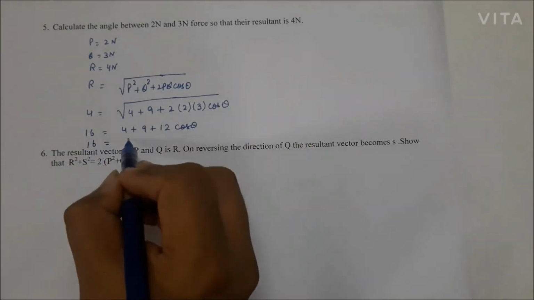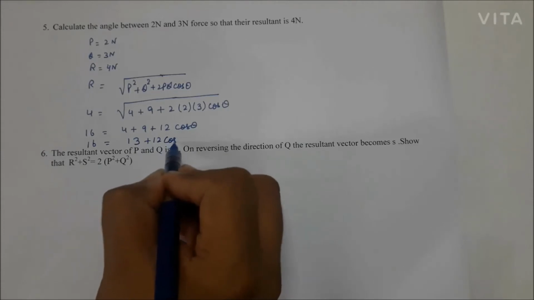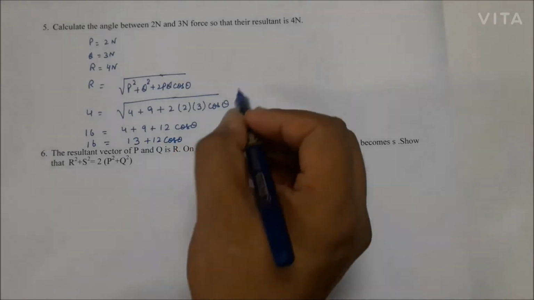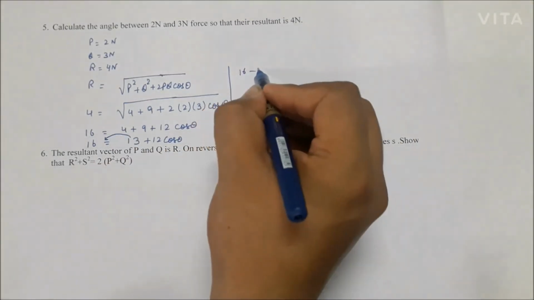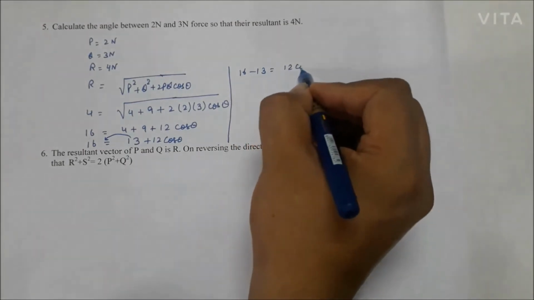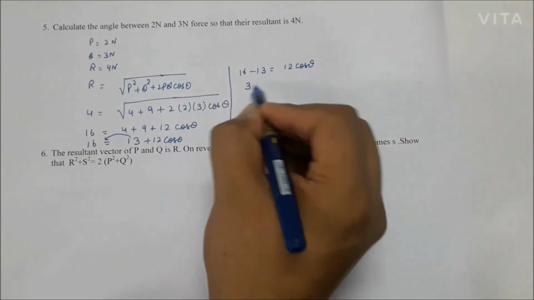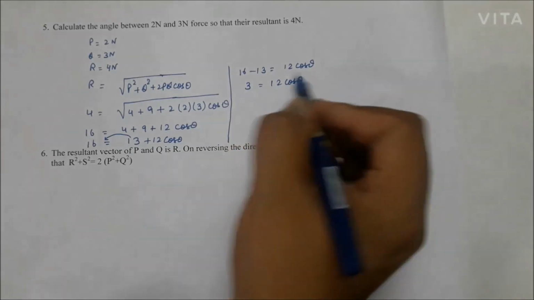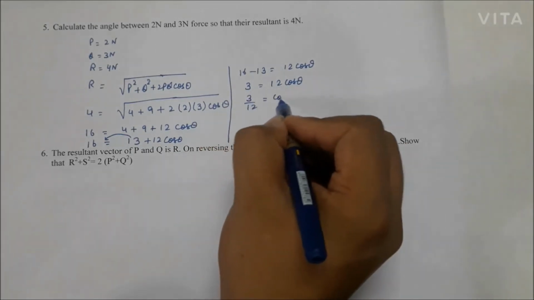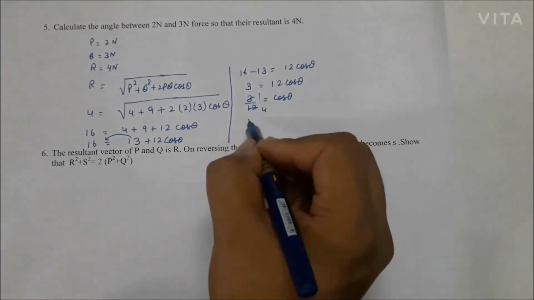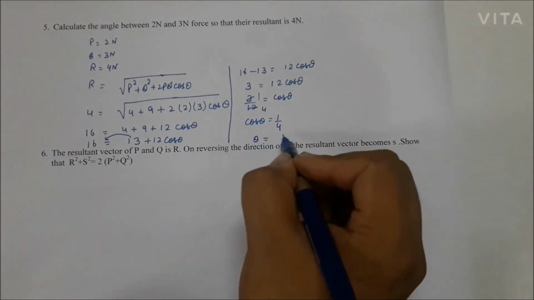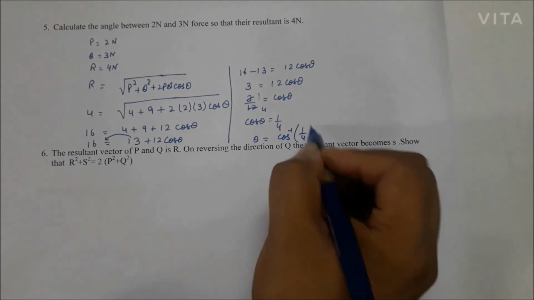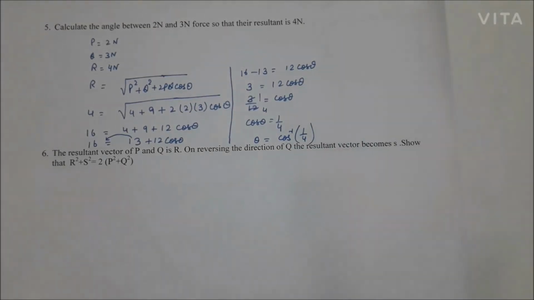16 is equal to 13 plus 12 cos theta. Okay, now this 13 comes to this side and becomes 16 minus 13 is equal to 12 cos theta, and 16 minus 13 is 3, so 3 is equal to 12 cos theta. Now 3 upon 12 is equal to cos theta, so cos theta comes out to be 1 by 4, and theta is cos inverse 1 by 4. This is the angle between these two forces such that their resultant becomes 4 newtons.